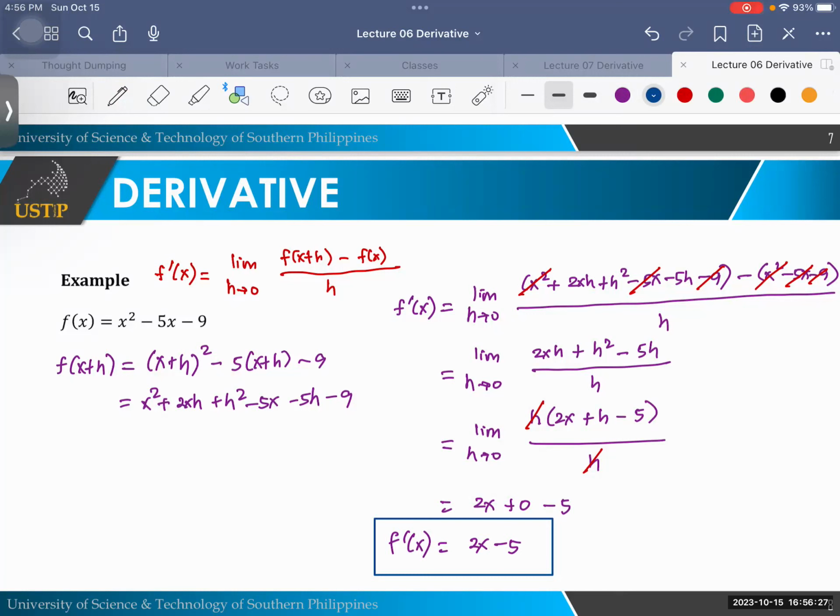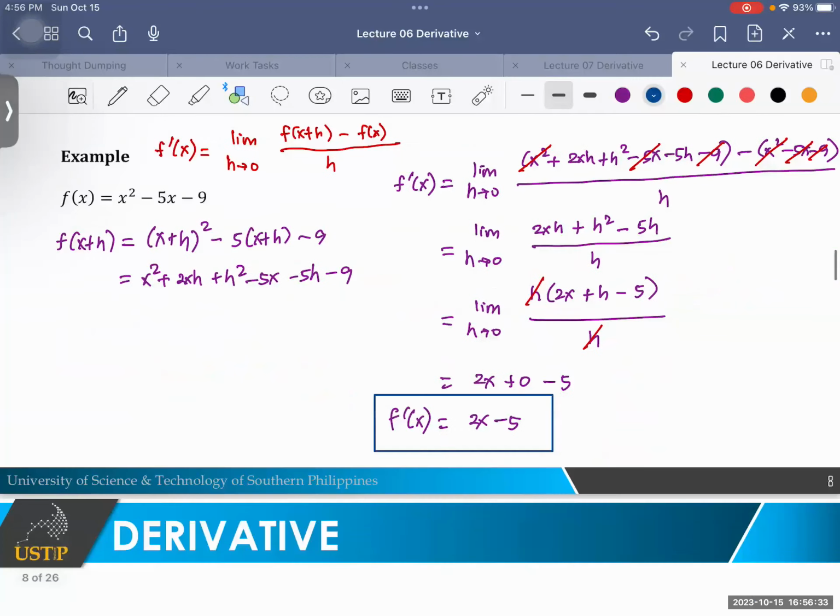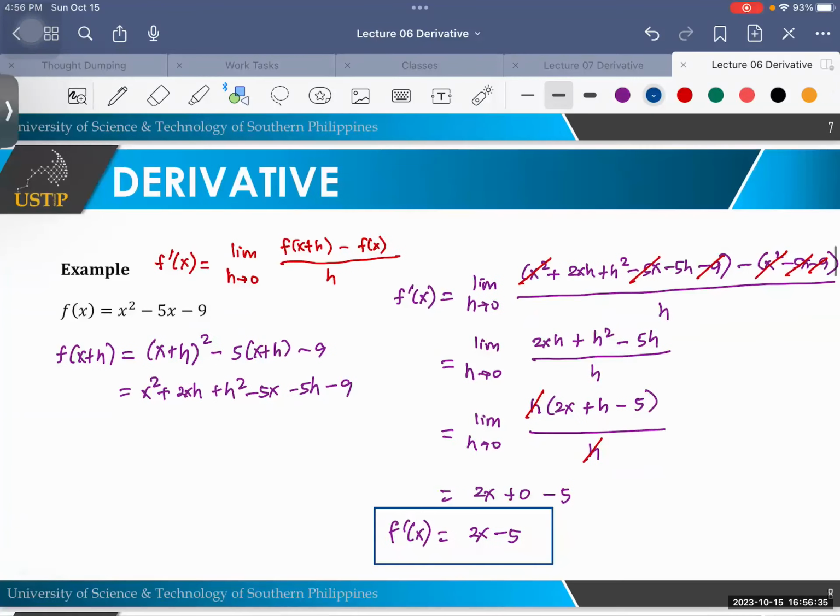Sige, moving on. See, moving on class, I'll introduce to you the constant rule. So, kaniadto class, this is a very lengthy process of solving for the derivative of a function. You can do it, pero dugay ka mahuman if mag-agi kag limits.